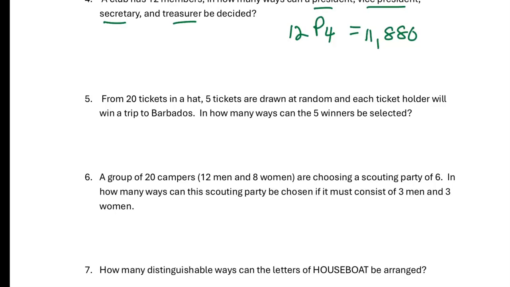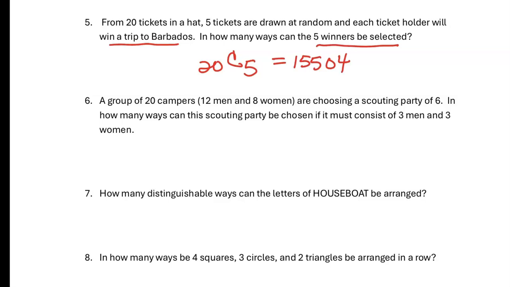Okay, from 20 tickets in a hat, 5 tickets are drawn at random, and each ticket holder will win a trip to Barbados. In how many ways can the 5 winners be selected? Okay, so this is 20 choose 5, because it doesn't matter when you get chosen, you're still going to be a winner. So 20, math, go across the top, probability, and that's going to go down to nCr, and I'm going to put a 5 in, and that's going to be 15,504.